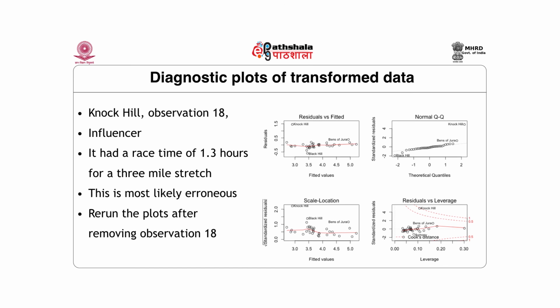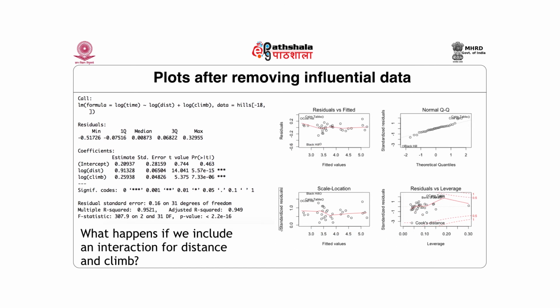So this was then, in the original data set, reset to 0.3 hours rather than 1.3 hours, which was their actual time. And then the plots were rerun after removing observation 18. And once again, if we do this, we see that things have improved slightly. Although you could still argue whether it's a fully linear model or not, it's kind of open to question.